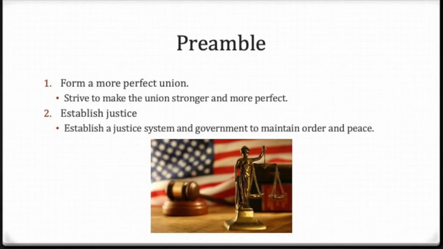Our second goal is to establish justice, and this is where we're going to provide laws that are reasonable, fair, and impartial, and make sure that the administration of those laws is also reasonable, fair, and impartial. And impartial means without bias.